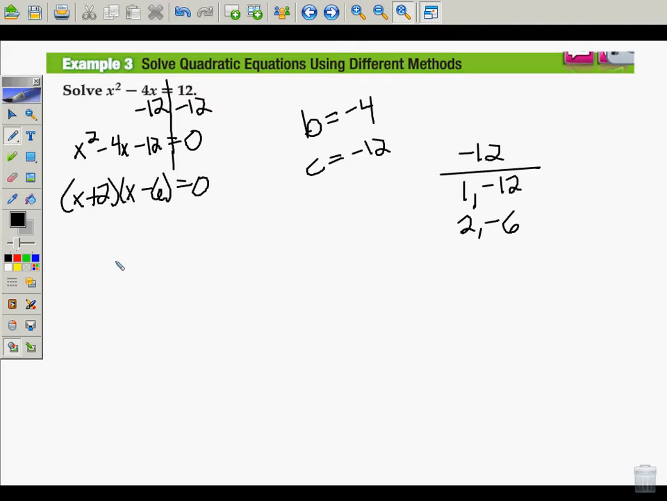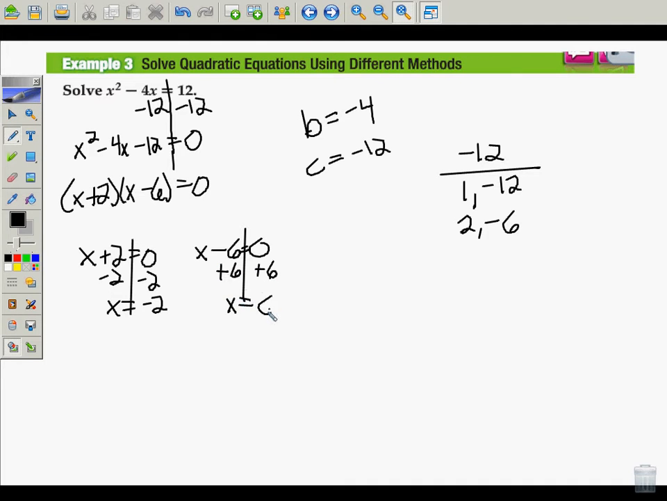And then I'm going to set each of these equal to 0 because we remember that if they're being multiplied together, if one of them is 0, the whole thing is 0. And I solve each of these equations, and I get my 2 answers of x equals negative 2 and x equals 6.